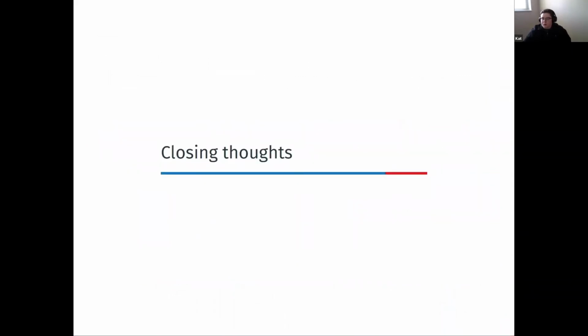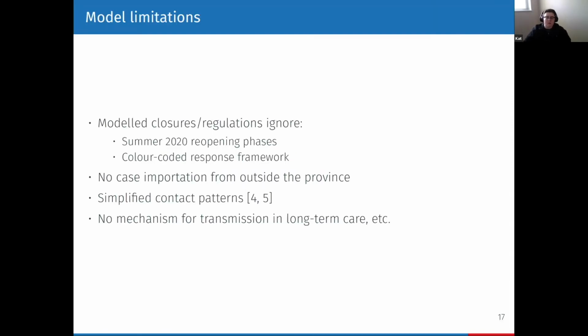So just closing out, having shown you all these different backwards-looking and forward-looking things you can do with this model, I'll acknowledge that, of course, all models are wrong, but some are useful. This model has some limitations that we should keep in mind. The way that we're modeling closures and regulation ignores things like the summer 2020 reopening phases, phases 1, 2, and 3. We're just using phase 2, which is when the majority of places reopen, as our proxy for that.